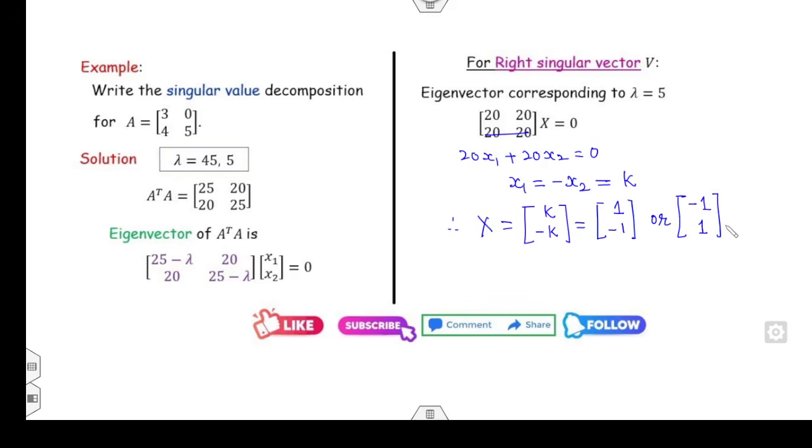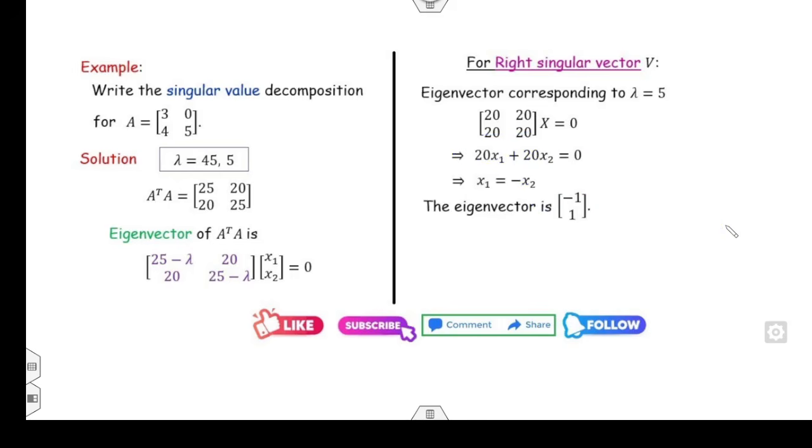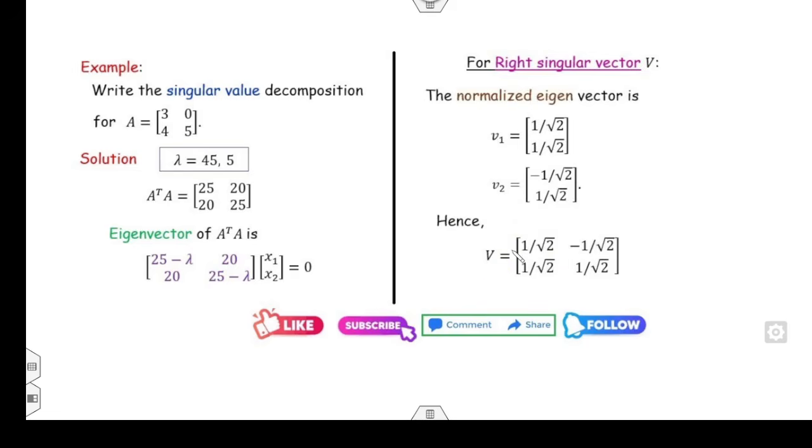You can take either one, there is no issue about the calculation part. Hence the normalized eigenvector is minus 1 by root 2, 1 by root 2. Once we know v1 and v2 both, therefore my target, my V vector is as shown. And again you can check whether this answer is correct or wrong. You can multiply them, minus 1 over 2 plus 1 over 2, which is 0. Satisfied? Yes, your V is correct.